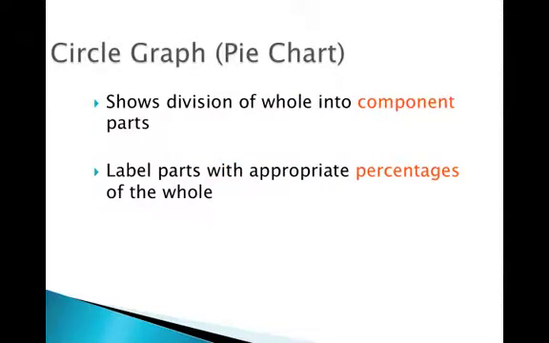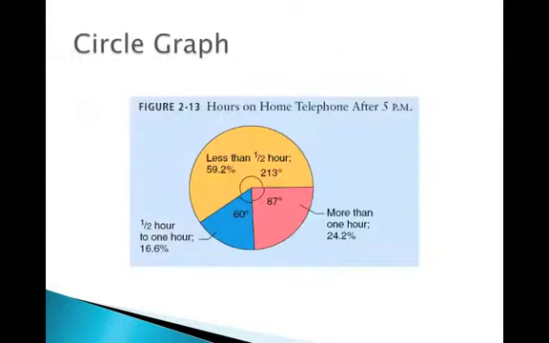A circle graph or pie chart shows the division of a whole into component parts. You want to label the parts with appropriate percentages of the whole. So here we've got hours spent studying on a home telephone after 5 p.m. This is an old chart. It might be just hours on a cell phone now.